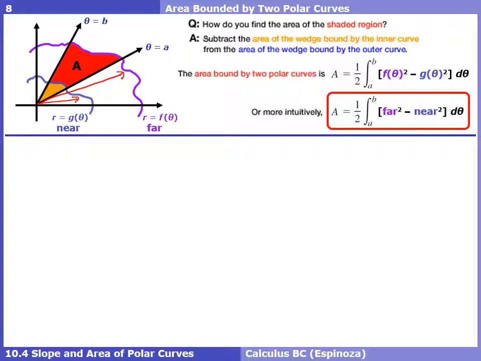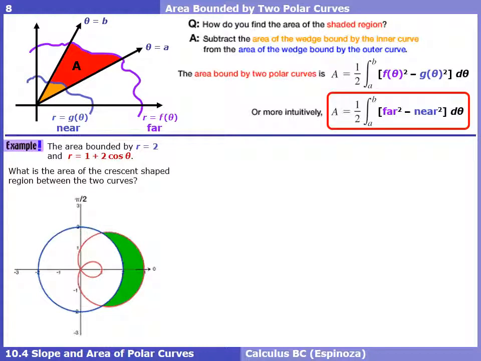So a more intuitive way to think of this formula will be, of course, 1/2 integral from a to b. But instead of f's and g's, it's easier to remember it as the far function squared minus the near function squared d theta.